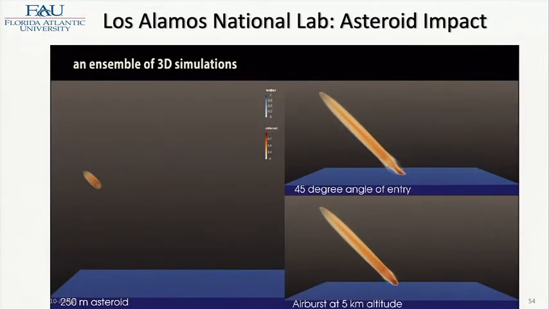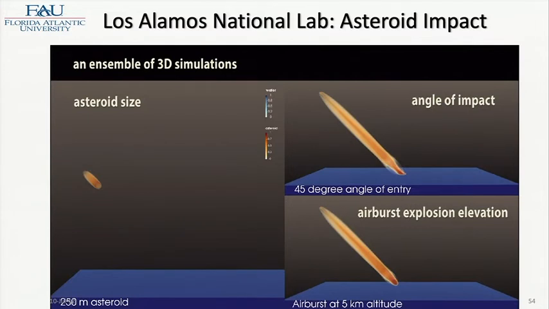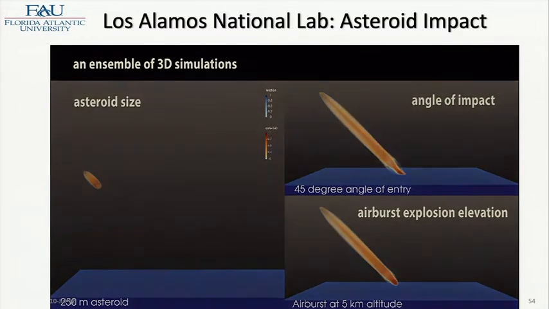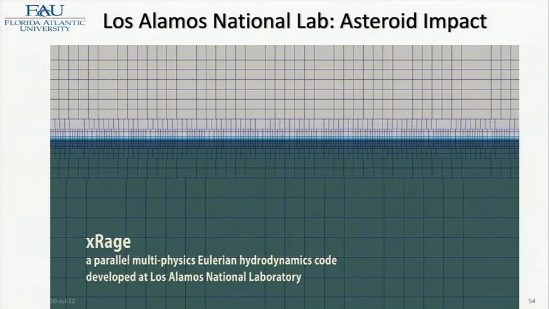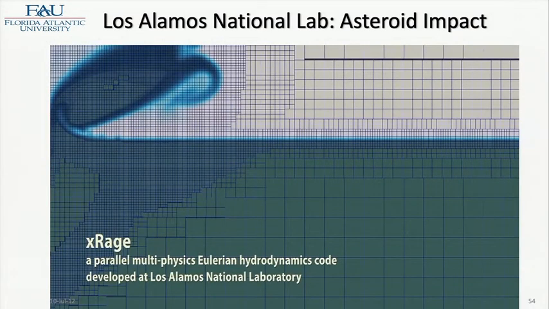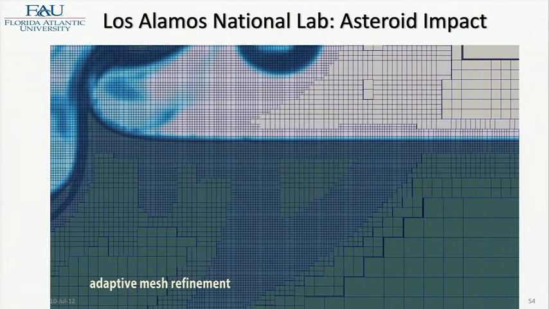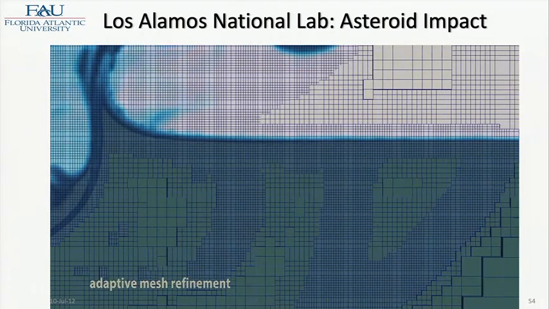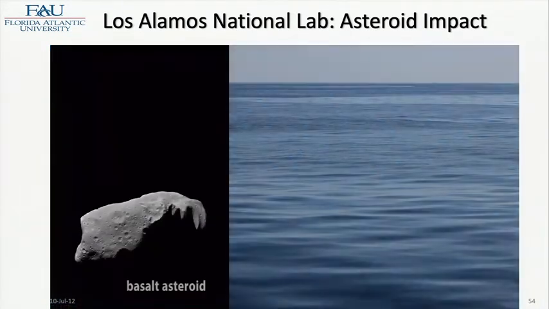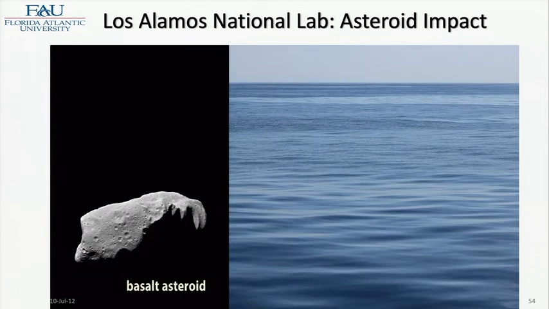Los Alamos scientists ran an ensemble of 3D simulations, varying the asteroid's size, the angle of impact, and whether or not the asteroid exploded in an airburst before impact. The height of this airburst was also varied. We used X-RAGE, a parallel multiphysics Eulerian hydrodynamics code. X-RAGE uses adaptive mesh refinement to continually subdivide computational cells in important areas, applying more computing power to where it's needed. Our simulations contain 3 materials, a basalt asteroid, static air, and static water. Initially, all kinetic energy is assigned to the asteroid.